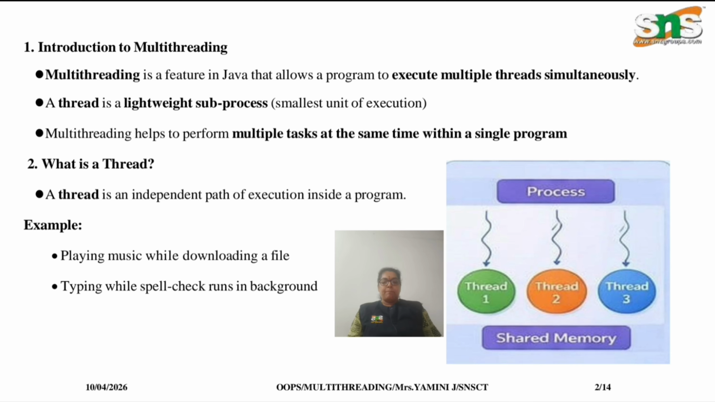For example, when you are listening to music while downloading a file, both happen at the same time simultaneously. In applications like a web browser, gaming app, or chat application, multiple activities run simultaneously. Multi-threading improves performance, responsiveness, and CPU utilization. This is why it is widely used in modern software development. Next one, what is a thread?